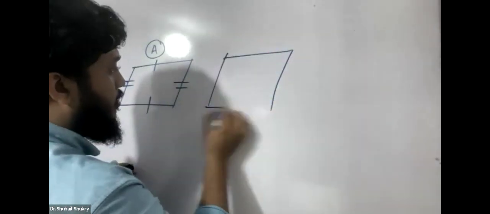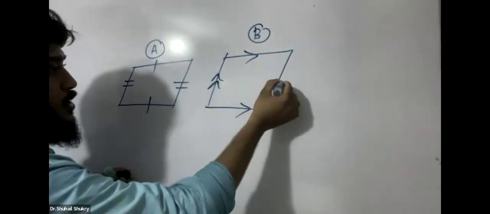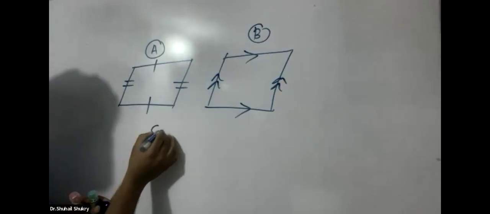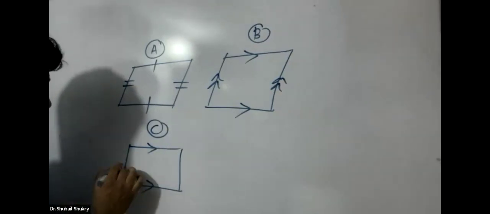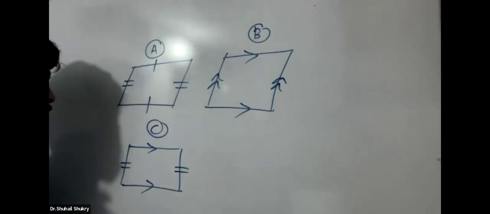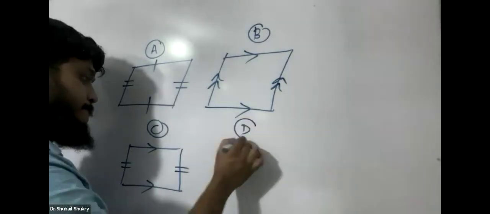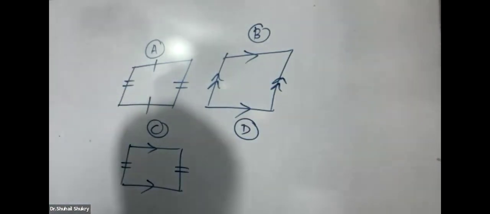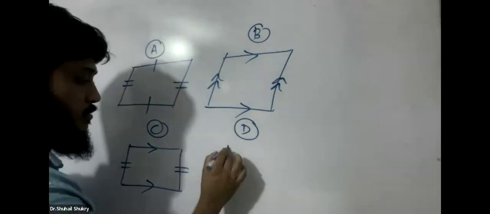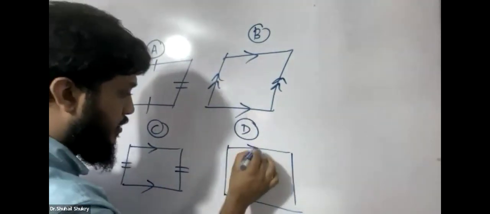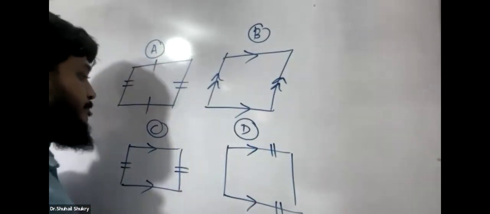B. They have given this is parallel to this. C. They have given this side is parallel, this side is equal. Right? D. They have given like this. This side is equal, this side is parallel, and this side is equal as well.